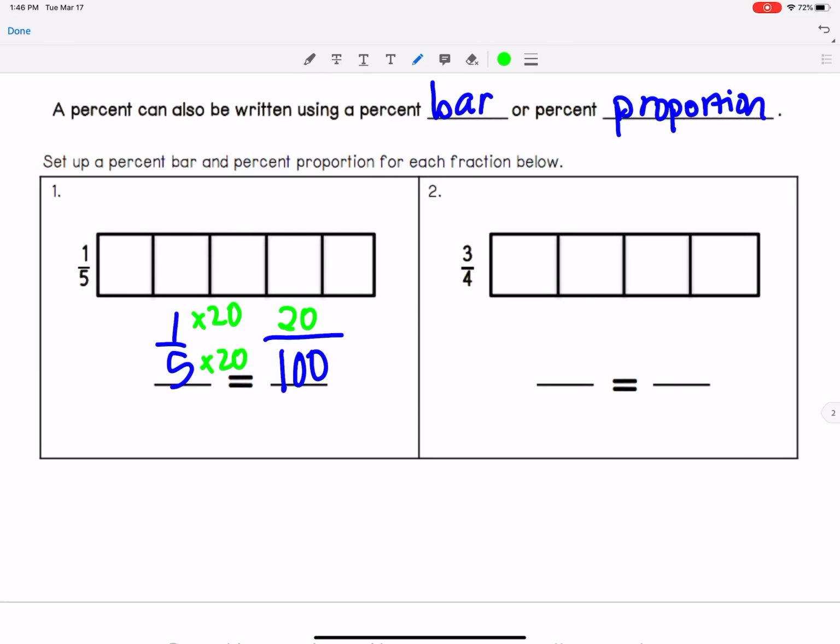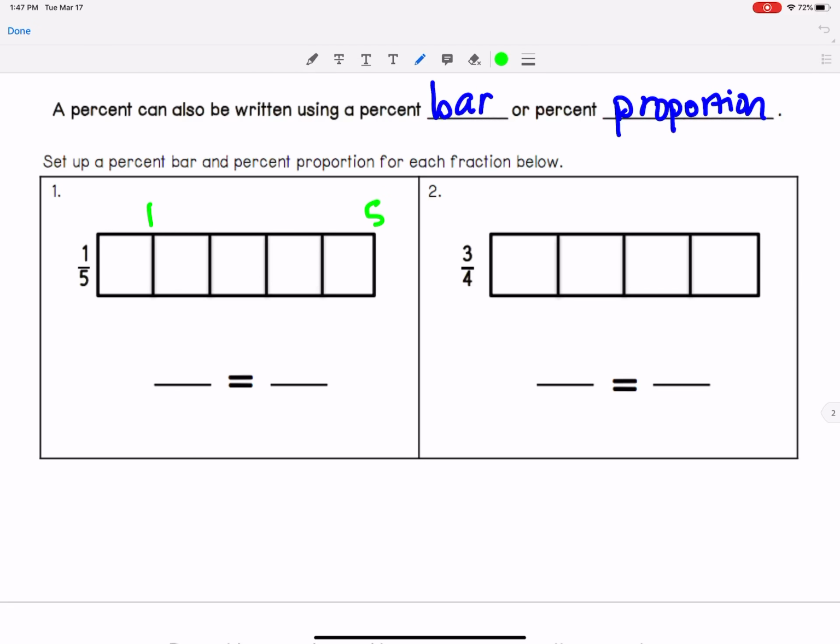That's kind of cool. If I were to fill out this percent bar and percent proportion, if I were to fill this out, this is what it would look like, okay? So I have one box out of 5, and we want to see what the percent is for that. I'm going to erase all this stuff down below so we can actually work here.